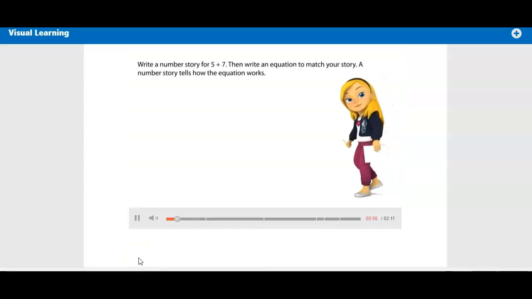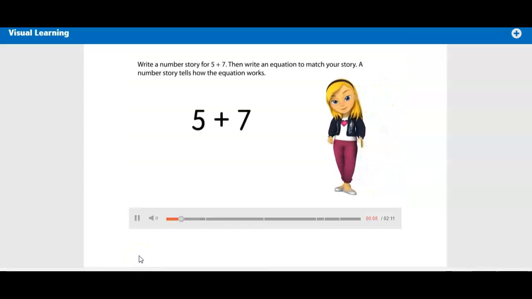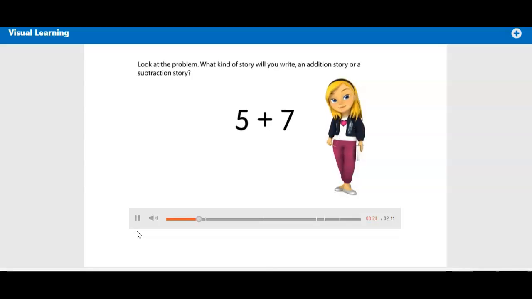Write a number story for 5 plus 7. Then write an equation to match your story. A number story tells how the equation works. Look at the problem. What kind of story will you write? An addition story or a subtraction story?